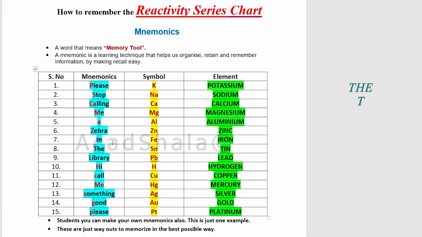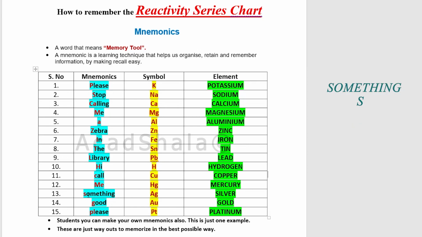In the, T stands for tin and the symbol is Sn. Library, that is L, stands for lead and the symbol is Pb. High, H stands for hydrogen and the symbol is H. Call, C stands for copper and the symbol is Cu. Me, M stands for mercury and the symbol is Hg.